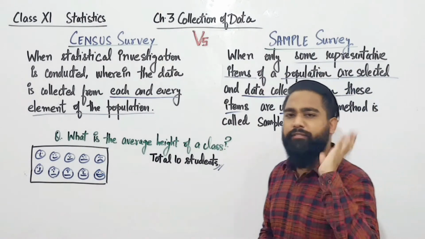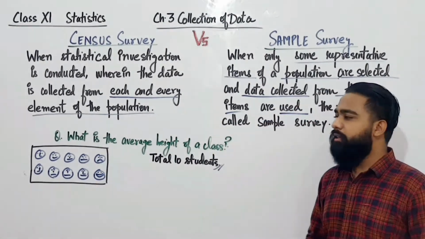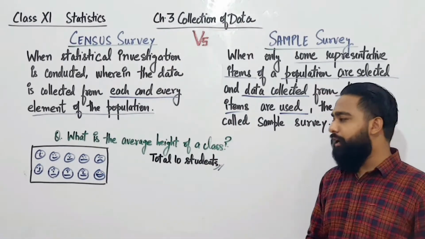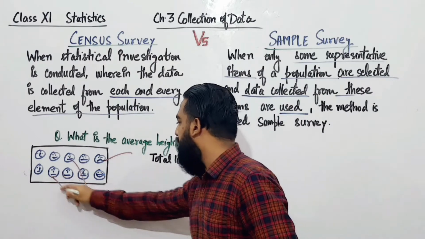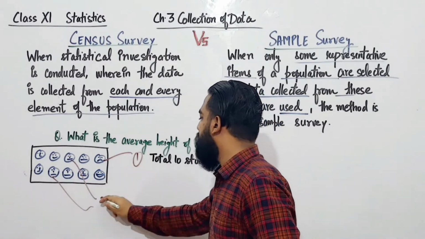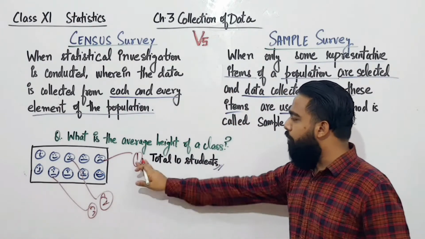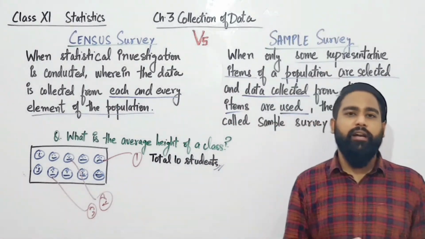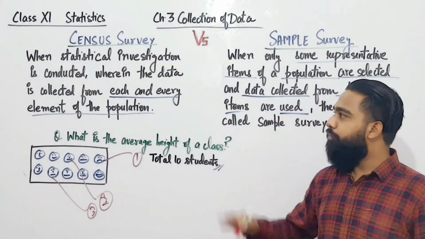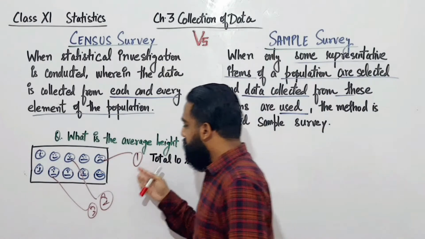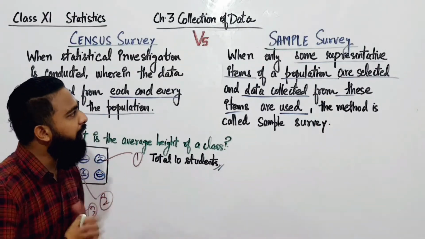I have no time, I have only 1 minute and I need to conduct a survey of the average height of this class. Then I will just randomly go to the class, and I will randomly select this one and this student. And these 3 students will be my samples. According to their height, I will conduct my survey. These 3 fellows will be used for conducting my survey.